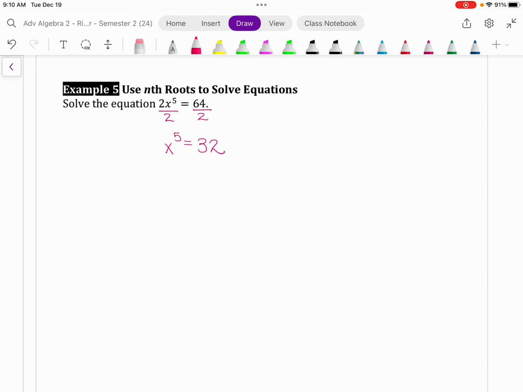If I have to the 5th here, to undo it, I would do a 5th root. What I do to one side, I do to the other. So x equals 2. Remember, since it's odd, it cannot be negative 2. And when I say it's odd, the 5th root, that's 5, that's odd. So it can't be negative. But if it were even, so if I ask for the 4th root of something, it would be positive and negative. So keep that in mind.